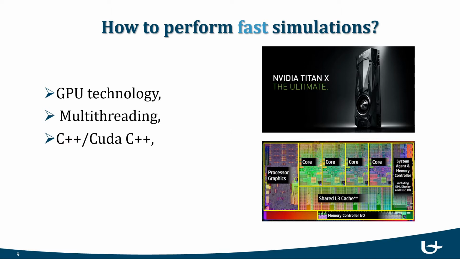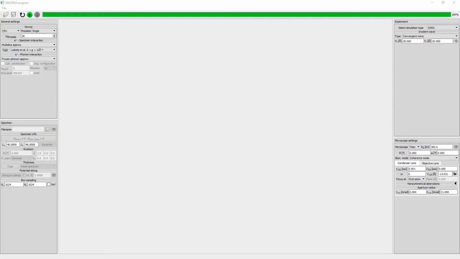Using this programming language, you can write a high-level C++ library or a wrapper for MATLAB, and you can even go further and write a graphical user interface to make it available for experimental people. The graphical user interface of MULTEM consists of 4 separate panels: general settings, specimens, experiments, and microscope settings.